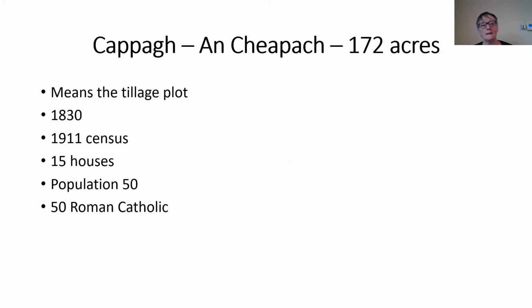The next townland is Kappa. Kappa meaning the tillage plot, and it didn't appear on a map until 1830. It has an acreage of 172 acres. And in the 1911 census, a small townland, it had 15 houses with a population of 50, and all of that population were Roman Catholic.